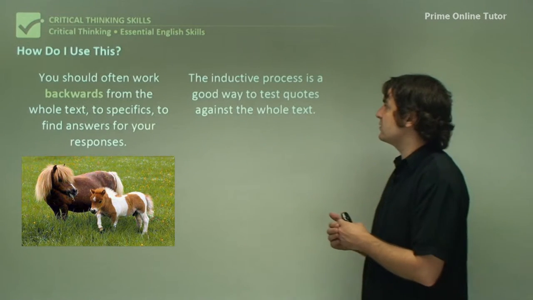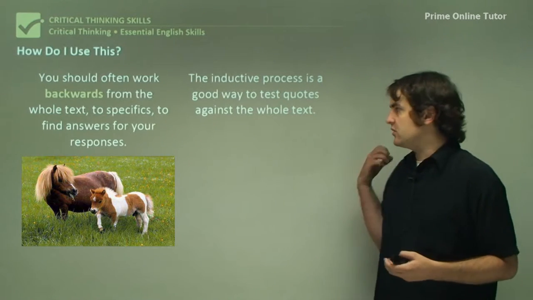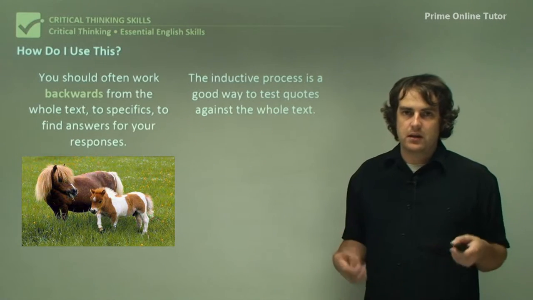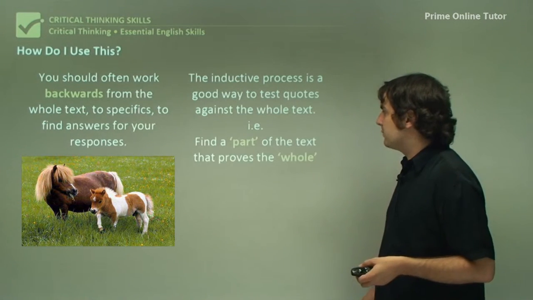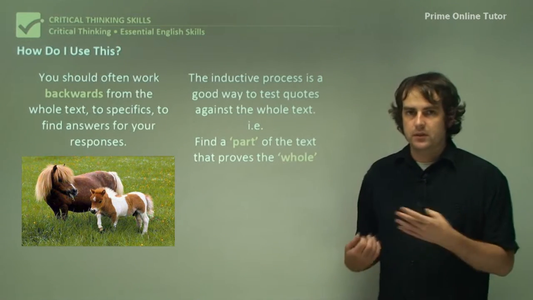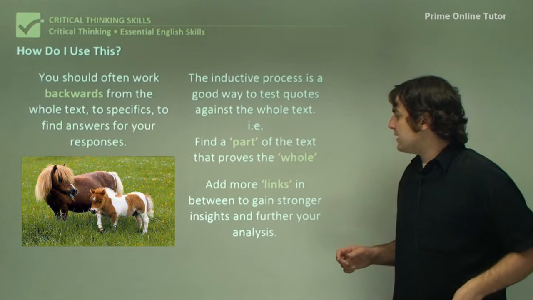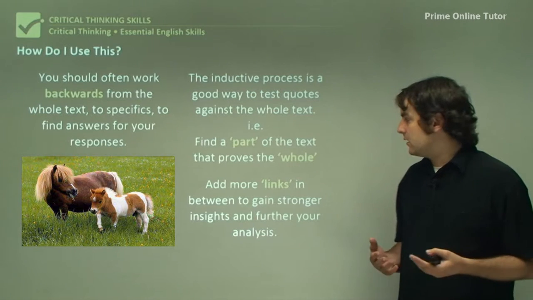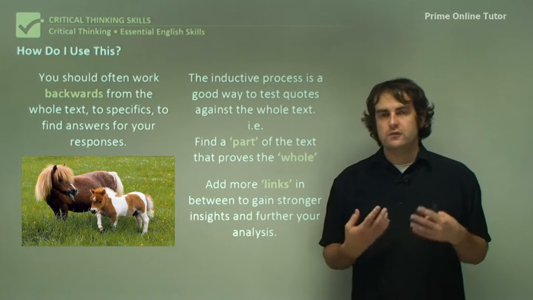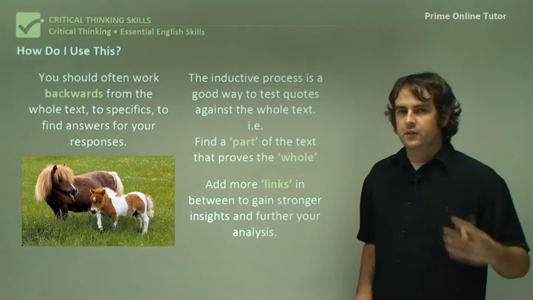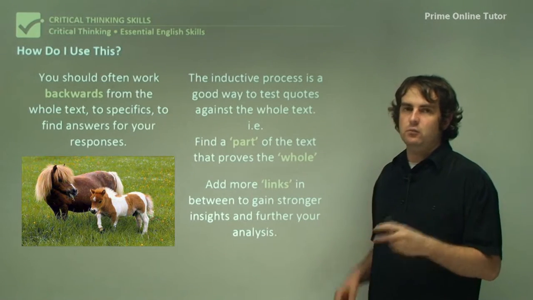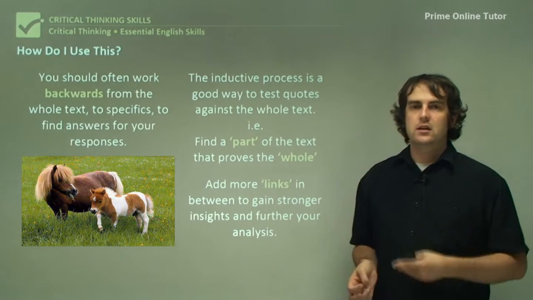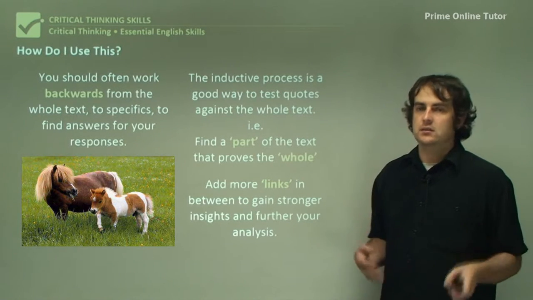The inductive process is a good way to test quotes against the whole text. So actually starting with it and then going, okay, once I know what the whole text is about, does it match? Does it make sense? All right, can I apply it to that? That is, find a part of the text that proves the whole. And that's ultimately, again, what you're trying to do. You also need to be able to add more links in order to gain a stronger insight and further your analysis as well. So you're trying to find the right kinds of links, the ones that represent really significant moments. And the best way to do that is to start with the deductive method, work backwards, and then if you need to prove it, if you really are not sure, make sure that you can then link it back to your main point or what the text is about.